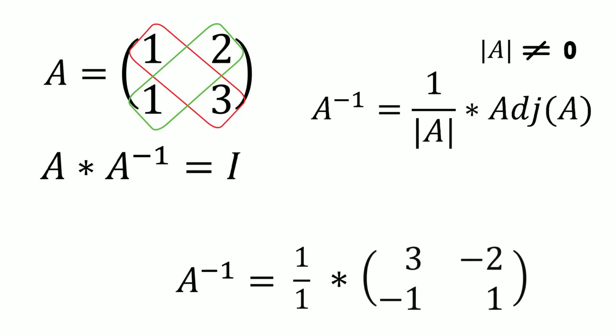Finding the adjoint of A is really easy. We switch around the entries on the main diagonal of matrix A. These are the entries circled in red, so 1 becomes 3 and 3 becomes 1. After that we change the sign of the entries on the off diagonal of matrix A. These are the entries circled in green. This means that 2 becomes -2 and 1 becomes -1. We have now found the inverse of matrix A.